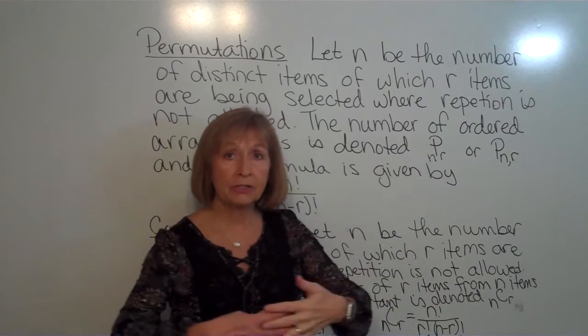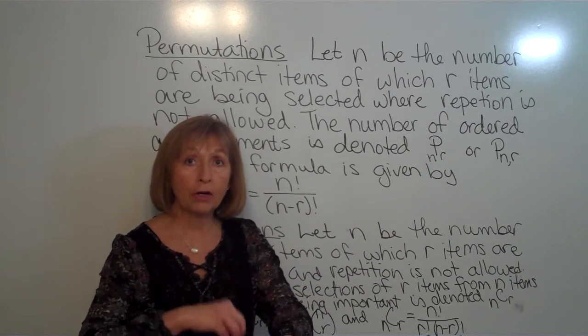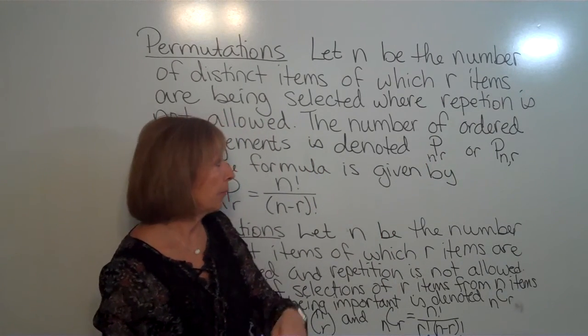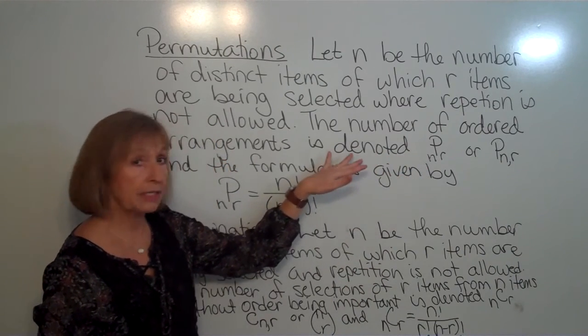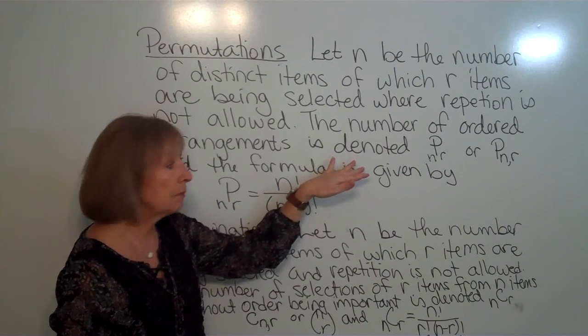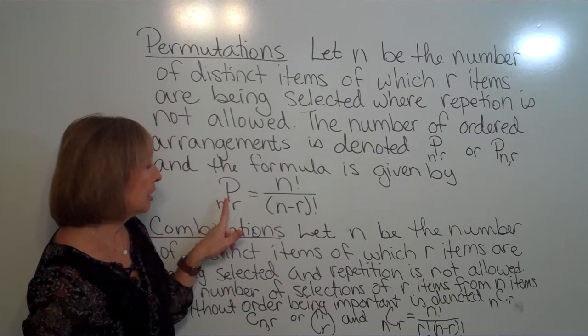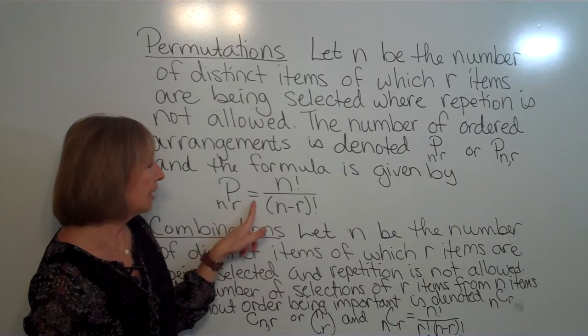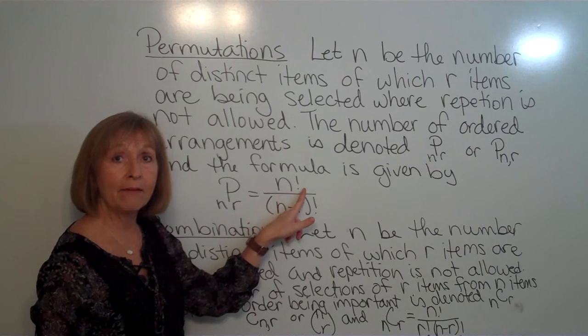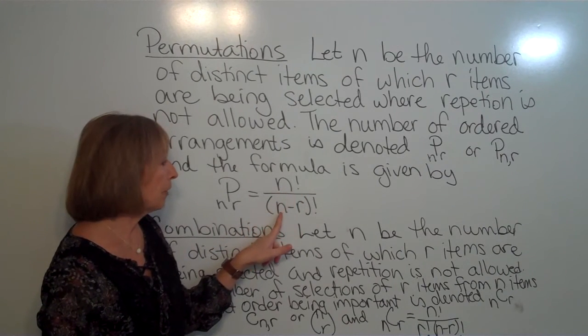But n is the total number in your group. r is the number you're selecting out of that group. And with permutations, it's when you have a situation where your order would matter. The formula is given to you by the permutations: nPr is equal to n factorial over (n minus r) factorial.